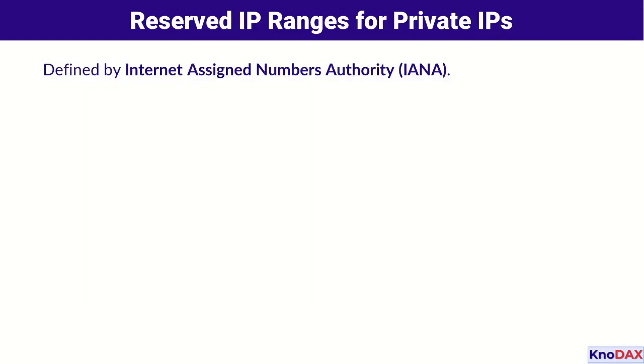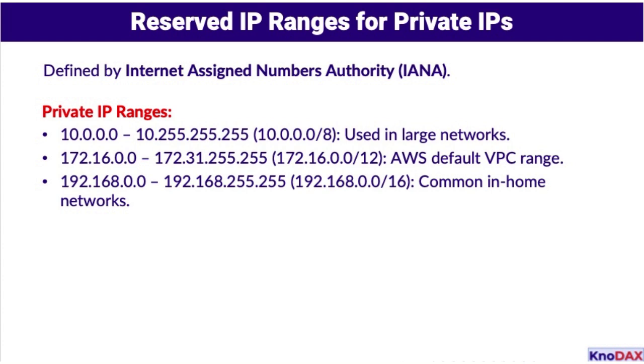Let's explore the reserved IP ranges for private IPs, as defined by the Internet Assigned Numbers Authority, or IANA. These ranges are specifically set aside for private use in local networks and cannot be routed on the public Internet. Here are the three main private IP ranges: 10.0.0.0 to 10.255.255.255, which is 10.0.0.0/8. This range is commonly used in large networks, such as enterprise environments where extensive IP address space is required.